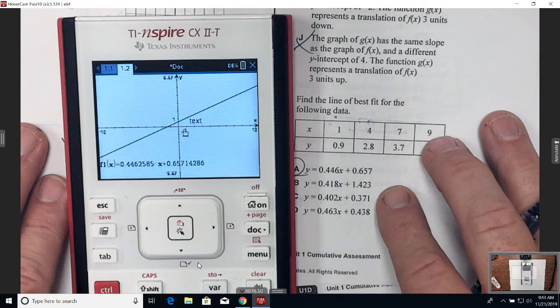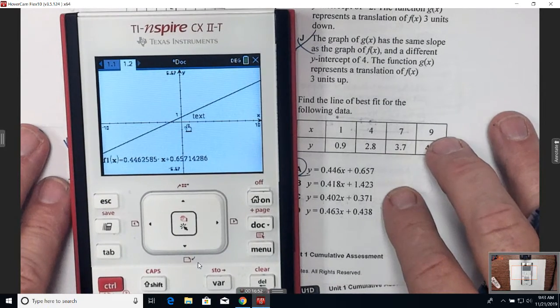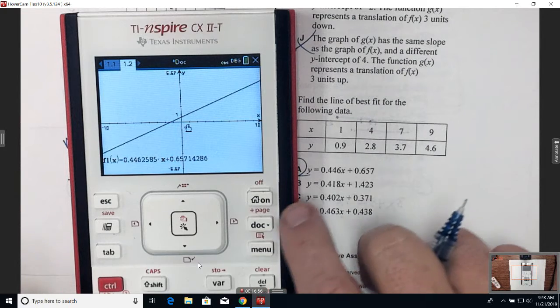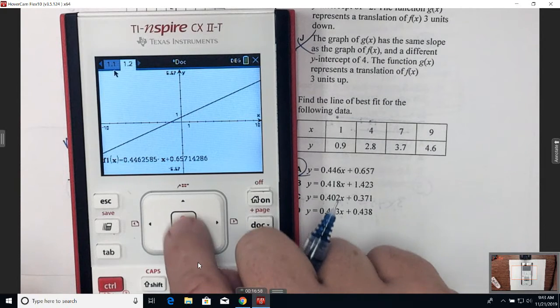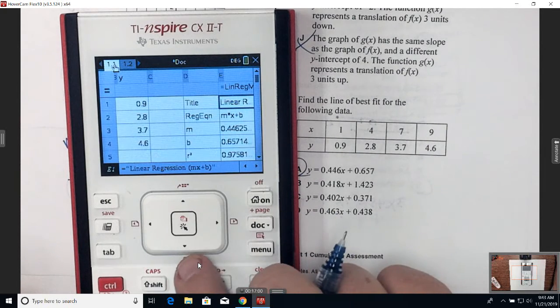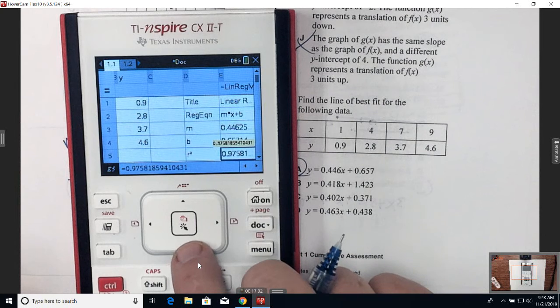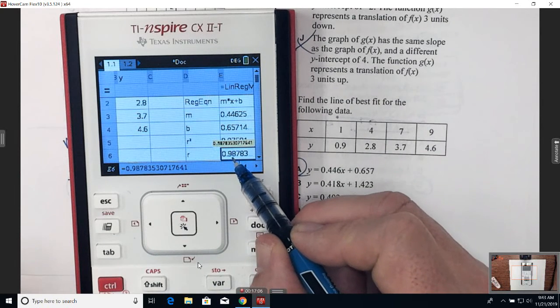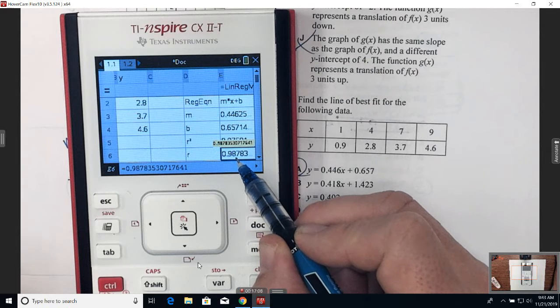Does it go through those points perfectly? How do I know? Let's go back to the other page right here. So hit Control left, or you can just move your cursor over here if that doesn't work. Boom. And then you go down here and you look at your correlation coefficient. That R value. The closer that is to 1, the better the fit.